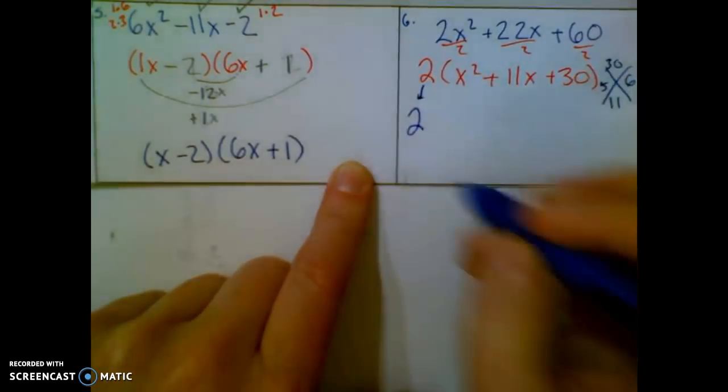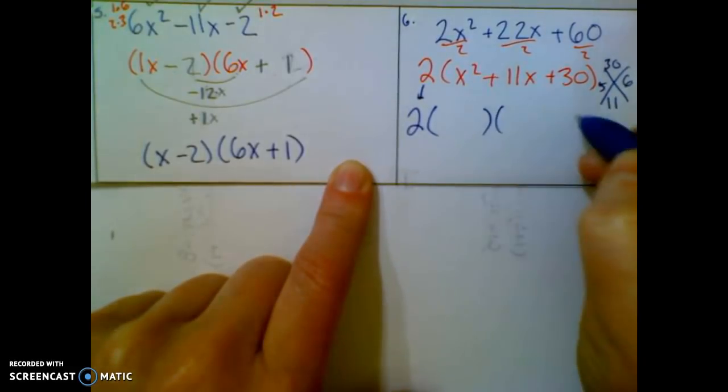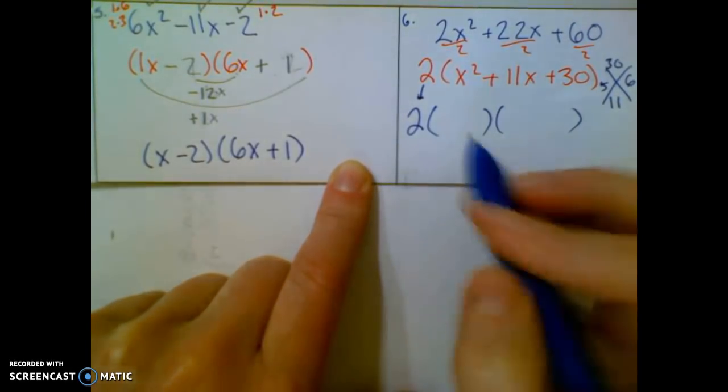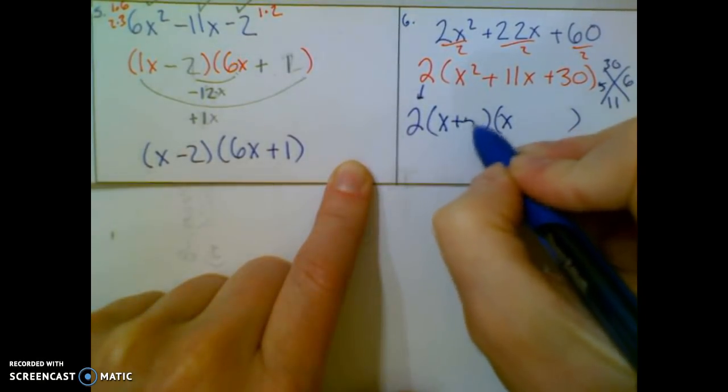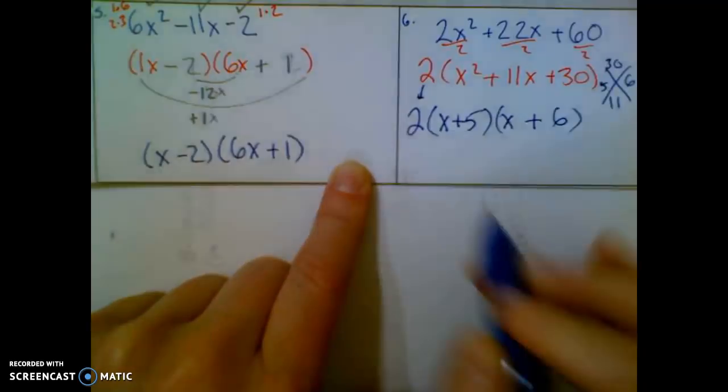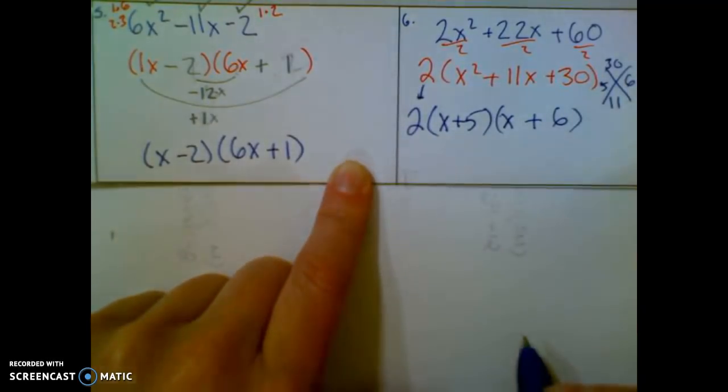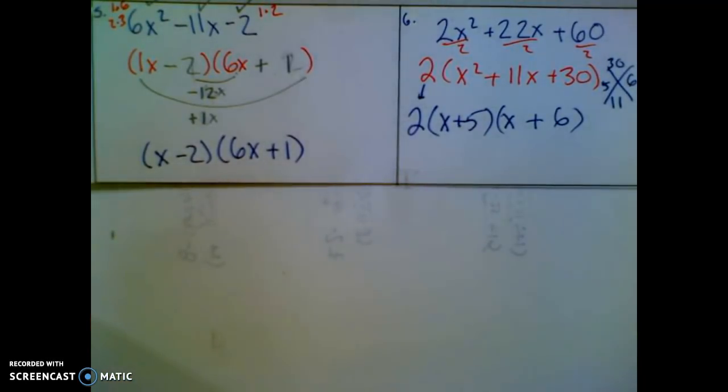Bring down your GCF. Don't forget, when I'm doing it with the leading coefficient of 1, I just copy that variable on the inside, and this was a positive 5 and a positive 6. So once you did the GCF, it actually became a pretty easy problem.